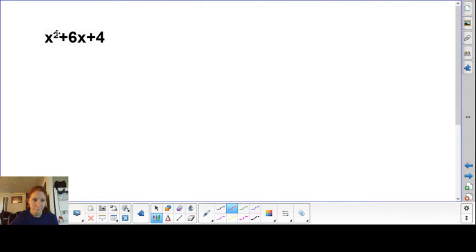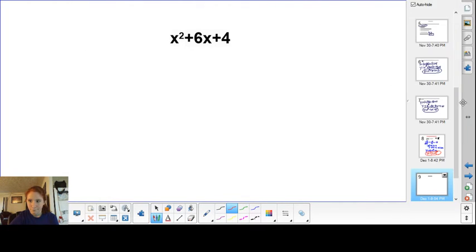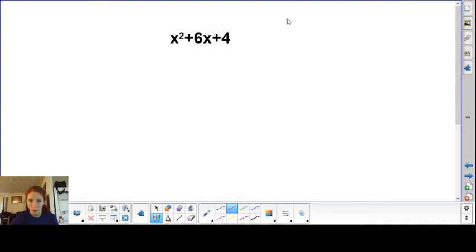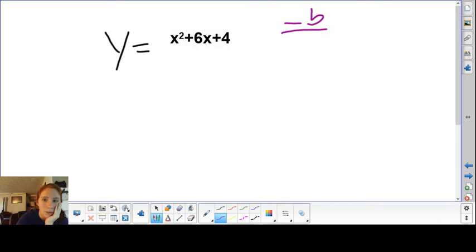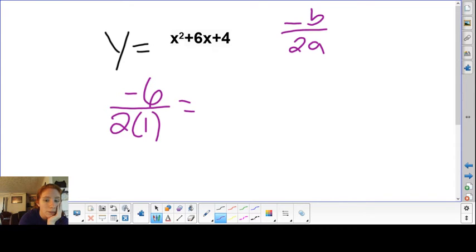Okay, try this again. In terms of x's, so it has to be y equals. So again, we're going to go ahead and use our negative b over 2a. So I have negative 6 divided by 2 times 1, which is negative 6 divided by 2, which is negative 3.